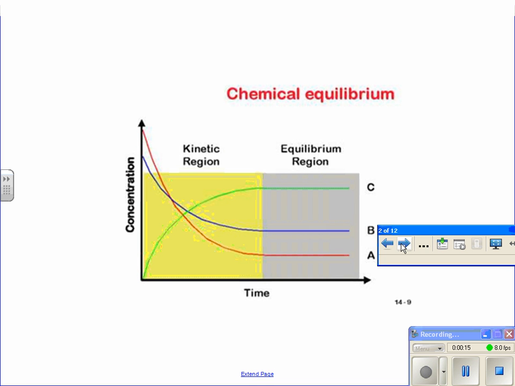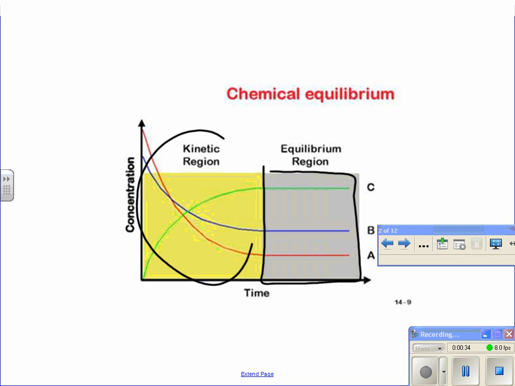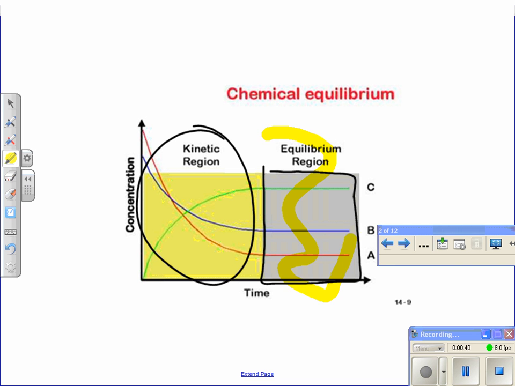Definition of equilibrium means the forward and reverse reaction rates are equal. What does that look like when you see it on the graph? Remember, the concentrations don't change. Because the forward and reverse reactions are at equal rates, there's no change in concentration. Something's happening, but you can't perceive a change as far as concentration. We just reviewed kinetics. In kinetics, concentrations are changing. In equilibrium, you basically have no concentration changes right there.